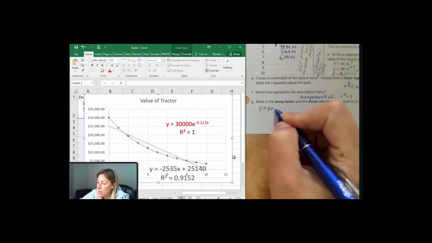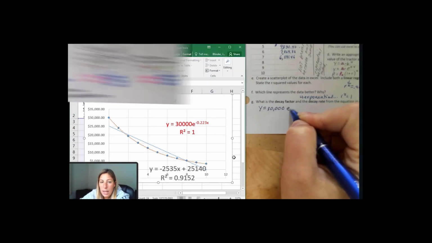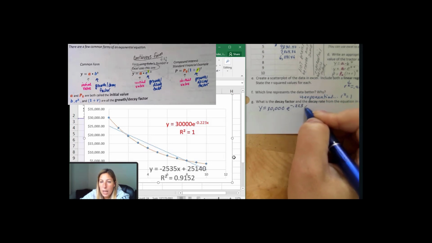It's y equals 30,000, which is my initial value, e to the negative 0.223x. Don't forget, once you're done with the lesson, you're going to want to submit this Excel file to Canvas.